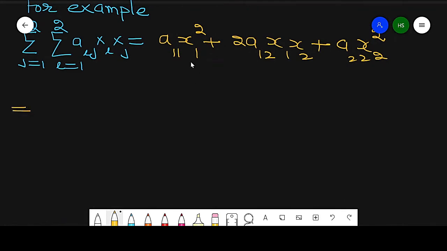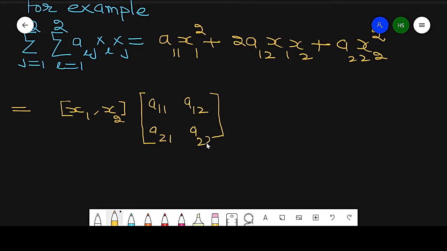So this can be written as x1 and x2, because it is a 2 variable, and second is the matrix, and this matrix is symmetric: a11 a12 a21 a22. Both of these are equal, and here we get x1 and x2. So this is in case of 2 variable.